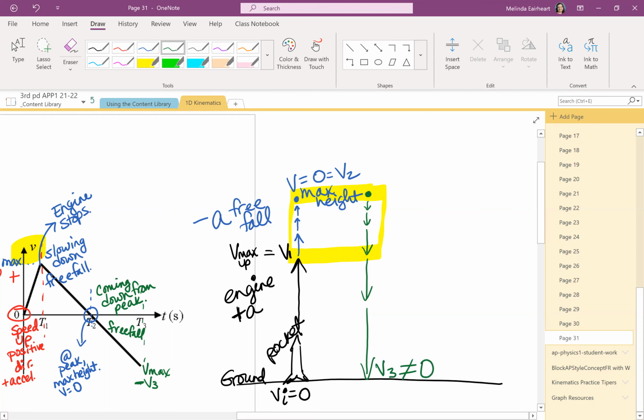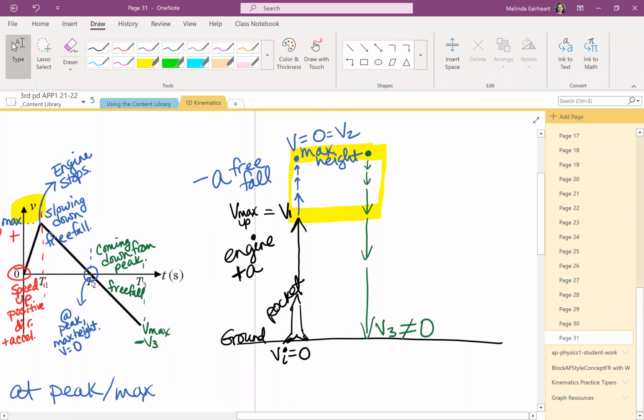And no, it's not 0. We don't care about the velocity after it hits the ground. We care about it the last moment it's in free fall, and that's right before it hits the ground. So this is going to be our V max in the down direction. And hopefully, walking through that step by step, do we know the first answer? I haven't directly given it away. It's not equal, the V max on the way up and the V max on the way down.